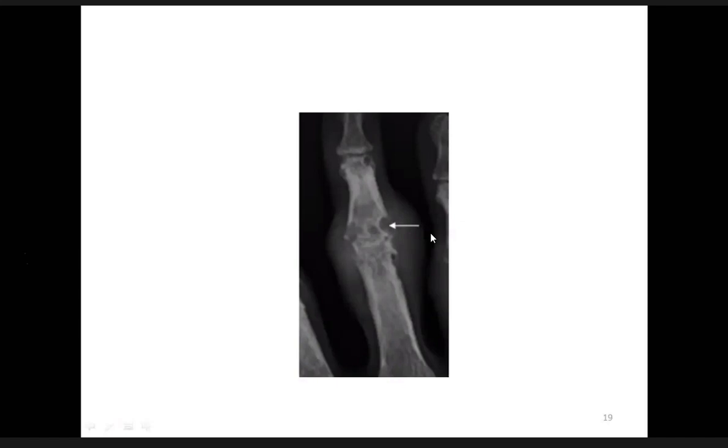So periarticular osteosclerosis can be seen in osteoarthritis. In rheumatoid arthritis, they can have osteopenia. Osteopenia is usually not seen in gouty arthritis or psoriatic arthritis.